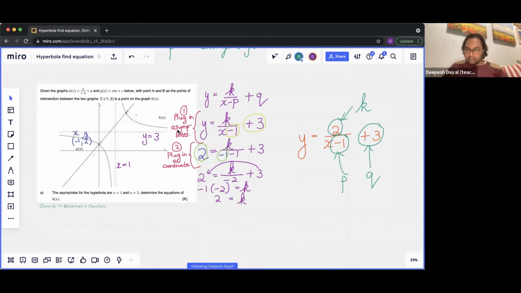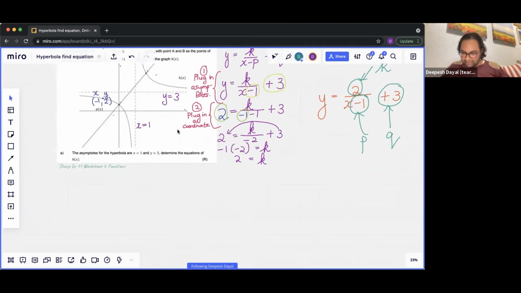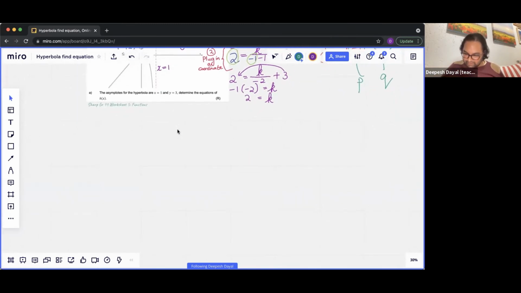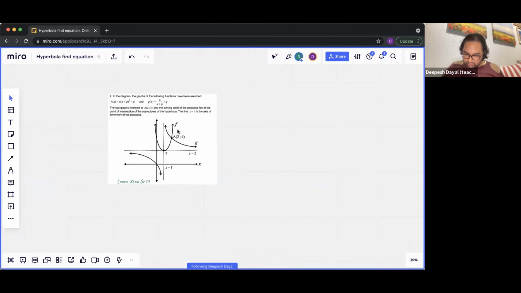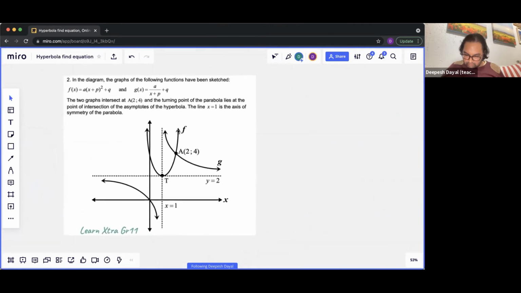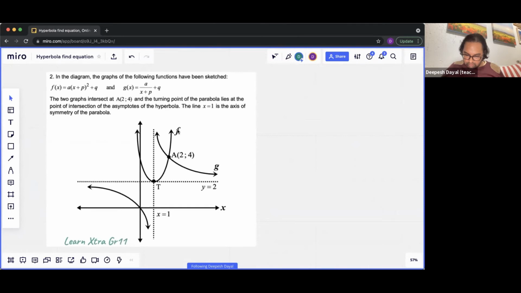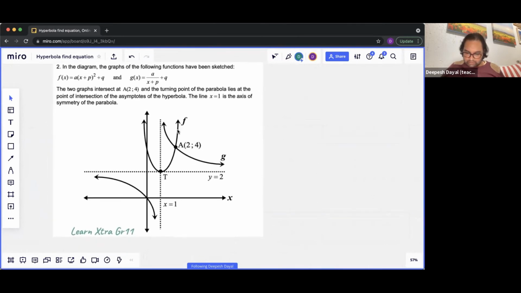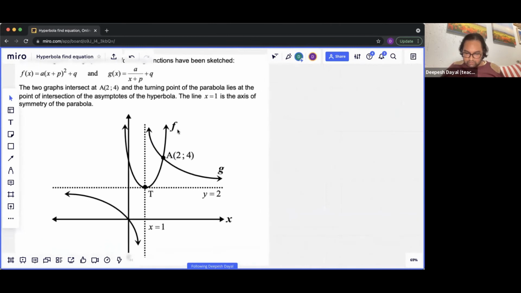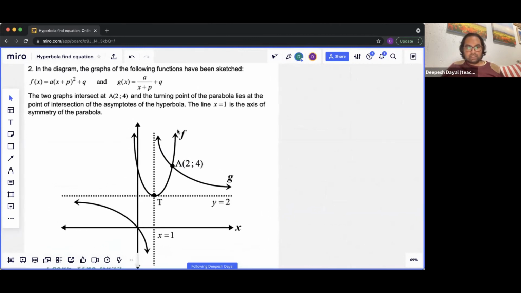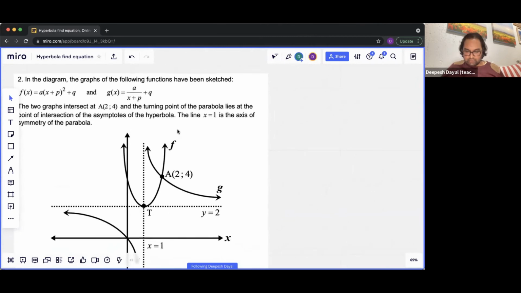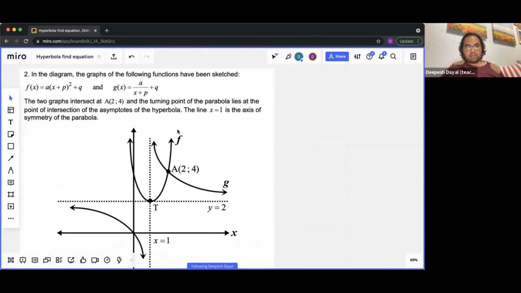Okay, let's try another one, but now it's your turn, right? So you're going to do the hard work and find the equation of the hyperbola. Ooh, where is the hyperbola gone to? Let's have a look. There we go. I hope you can all see this okay. I'm going to zoom in quite a lot just so you get the whole graph.